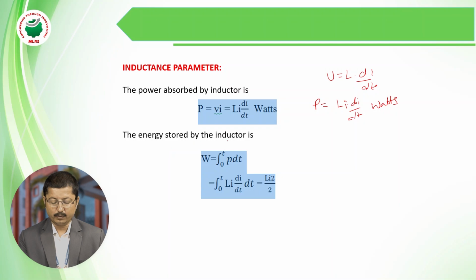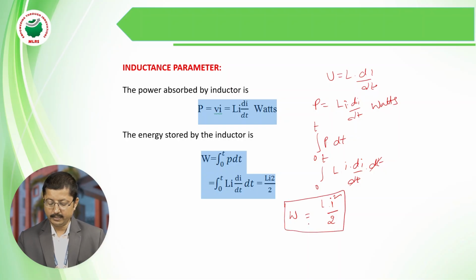Similarly, the energy stored by the inductor is given by the integral from 0 to t of p dt. Power P is L into I into di by dt, times dt. Here dt gets cancelled. Taking L as a constant outside, the integration of I with respect to I gives I square divided by 2. So the energy stored in the inductor is half L i square.